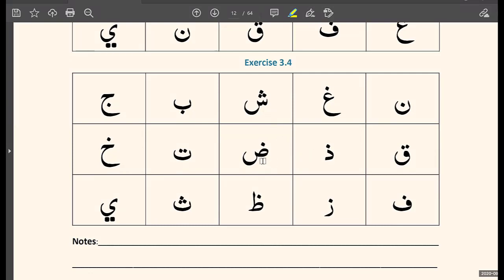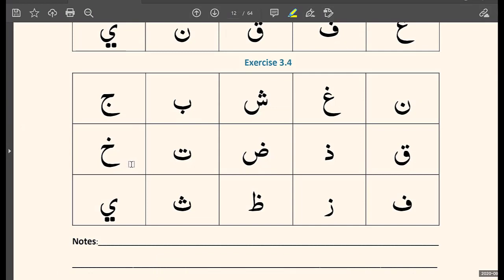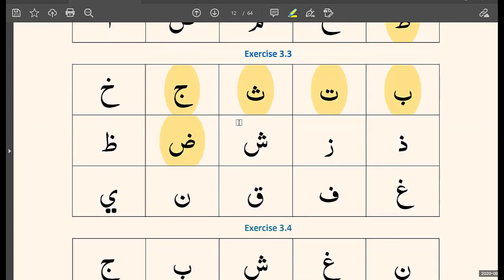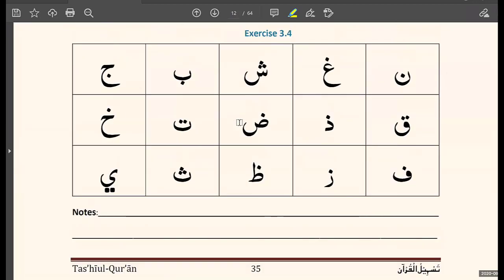Sheen. Dod. Sorry. Dod. Zo. Okay, good. And now the fifth column vertically, bottom to top. Ya. Well done. Ha. Kha. Ha. Yes. Jim. Okay, excellent. So these are the letters. 14 letters are covered now, and inshallah ta'ala, we will continue with the others.